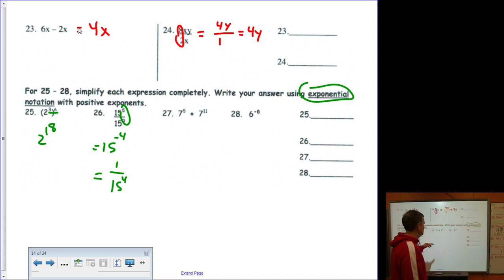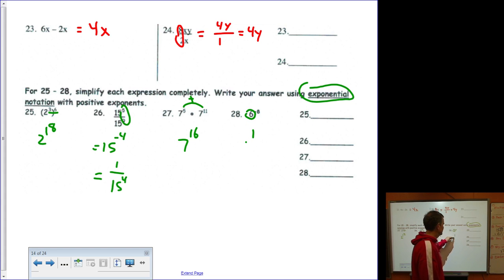Number 27, when I am multiplying, I simply add the exponents. So this would be 7 to the 16th. And a negative exponent means take the reciprocal, and that turns the exponent positive.